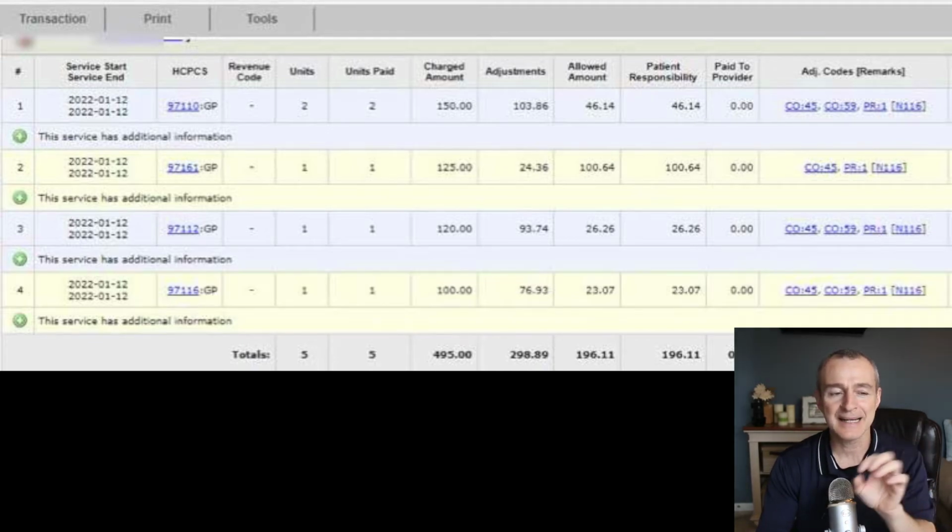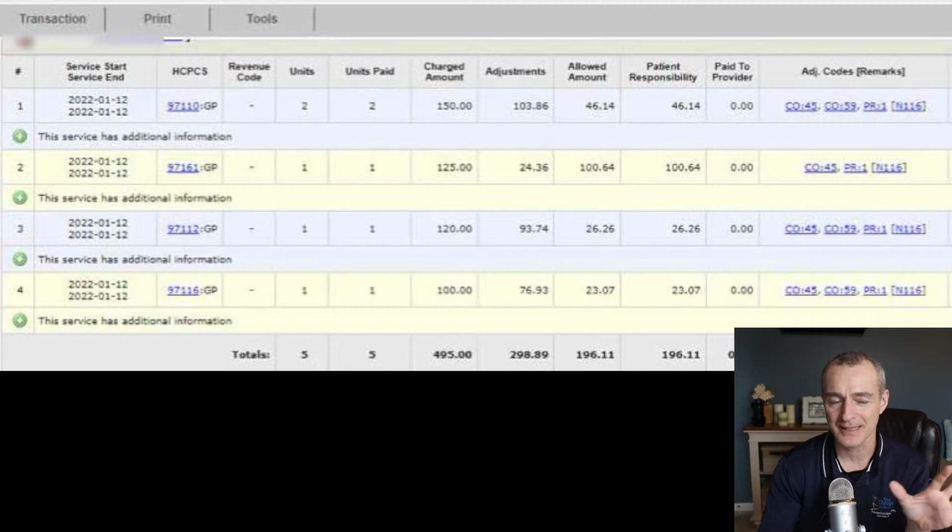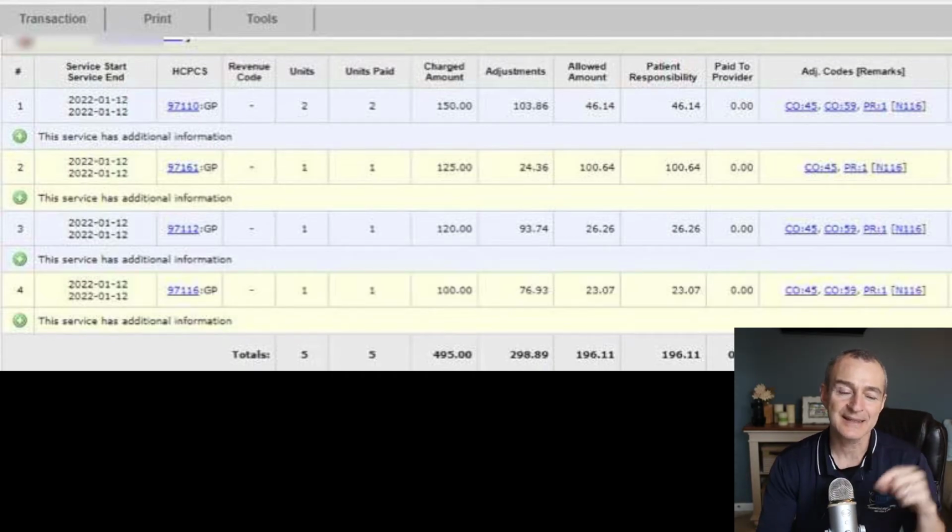That's why I like to get a copy of either the original paper EOB if possible, or a more detailed breakdown to see exactly where MPPR is, so I can better understand that. But anyway, for right now, we can say the patient responsibility was $46.14. What was paid to the provider was $0. Looking at this, what this tells me is that the $46.14 likely was applied to the patient deductible.